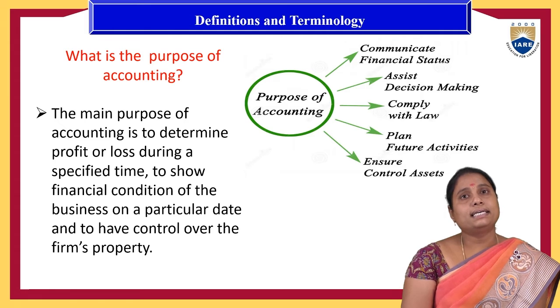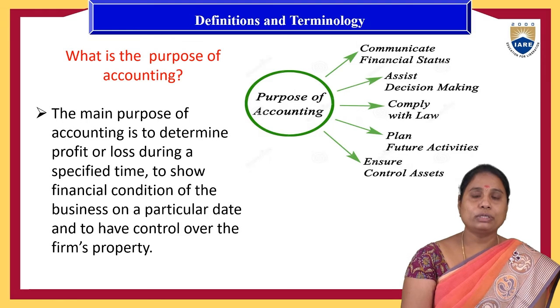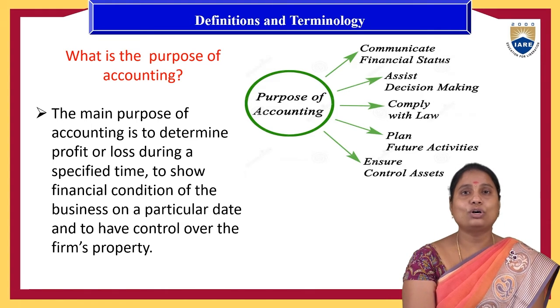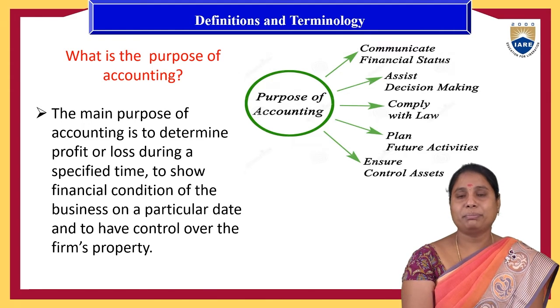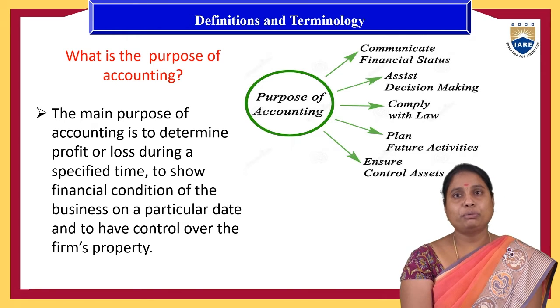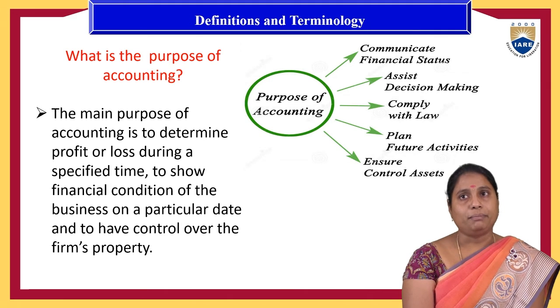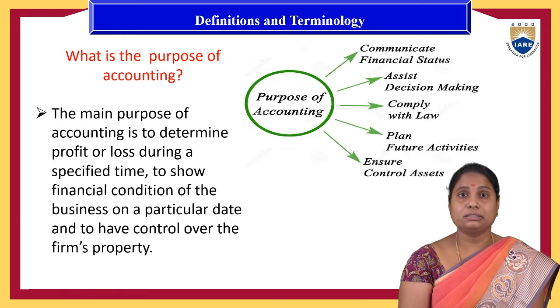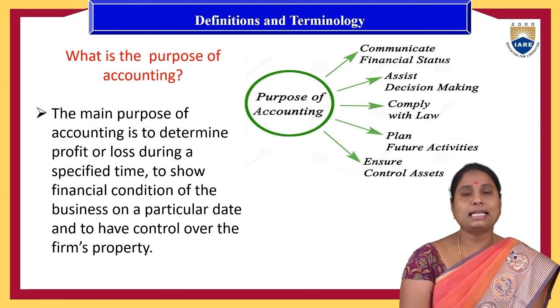Next, what is the purpose of accounting? The main purpose of accounting is to determine the profit and loss during a particular time period. That is the accounting period, generally from April 1st to March 31st of the next year. And to show the financial condition of the business on a particular date and to have control over the firm's property. For example, if an employee is expecting more salary hikes, he can see the balance sheet of that organization and think, okay, my company is growing, so I can expect more salary hikes.